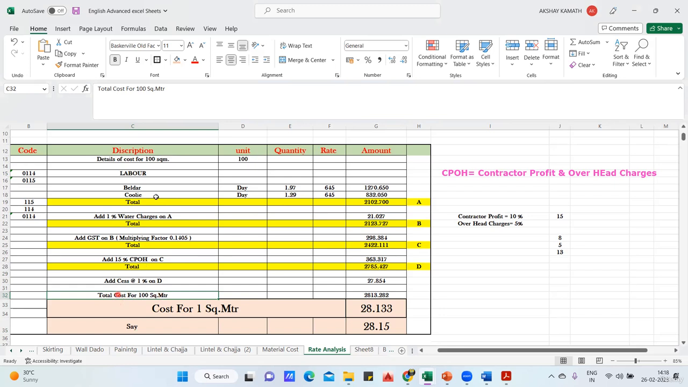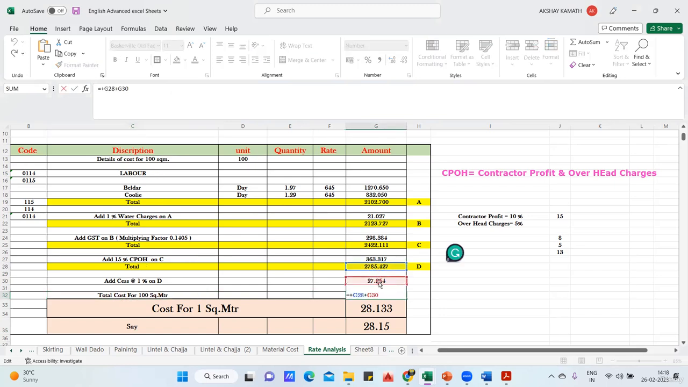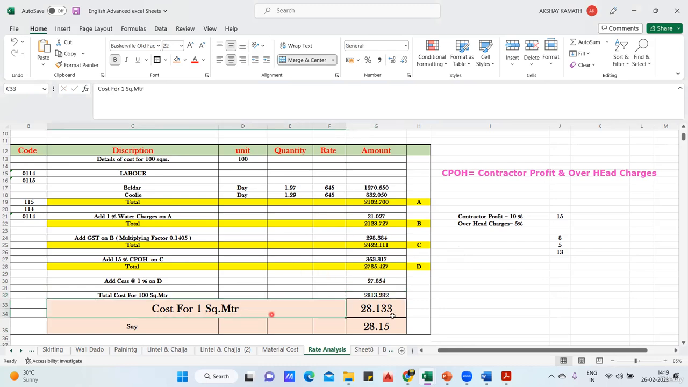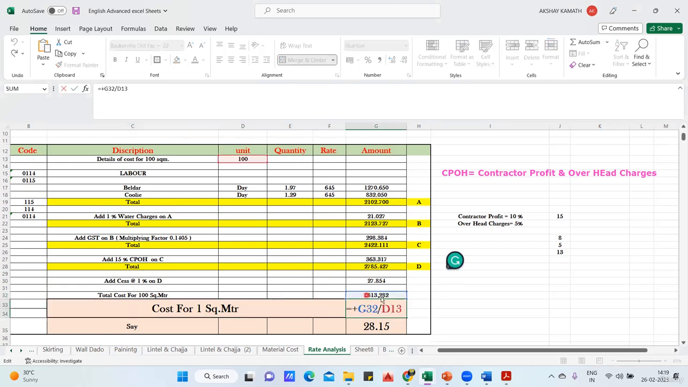So the total cost for 100 square meter will be how much? 2785 plus 27 you add. So total it will come out to be 2813.282. So this cost you can see is for 100 square meter. But whenever I do rate analysis, I do it for unit rate. That means I want it for 1 square meter. Therefore, the cost for 1 square meter will be whatever answer you got, you divide it by 100. I've taken quantity 100. So you can divide it by 100. So it comes out to be 28.133. I can roughly say it is 28.15.